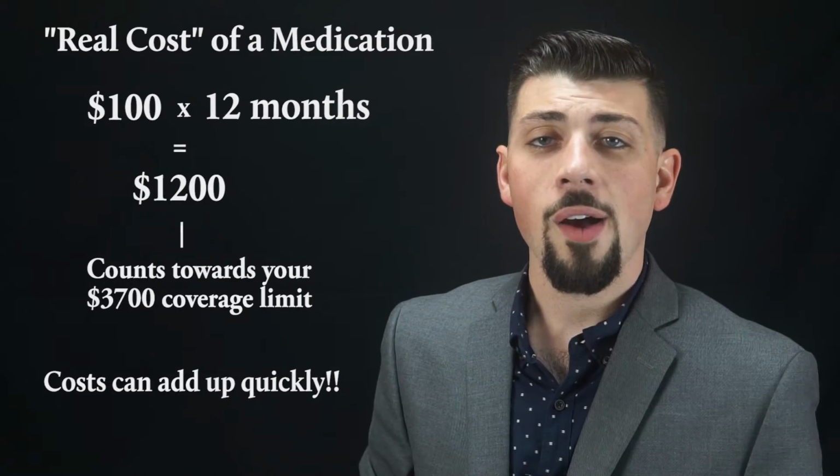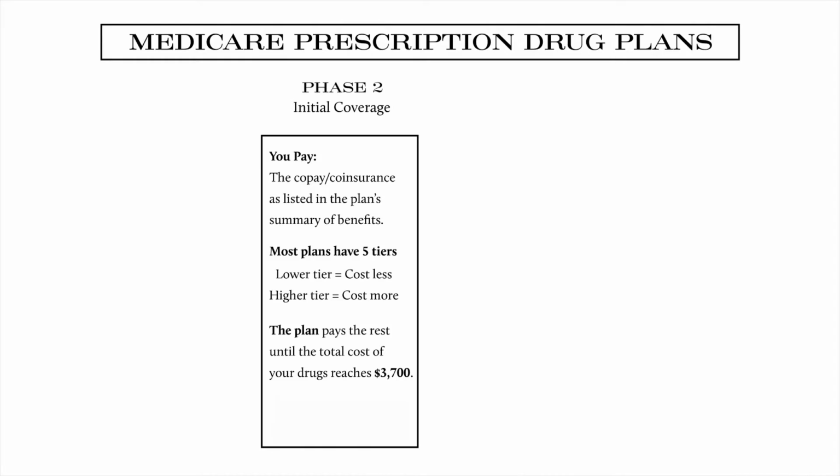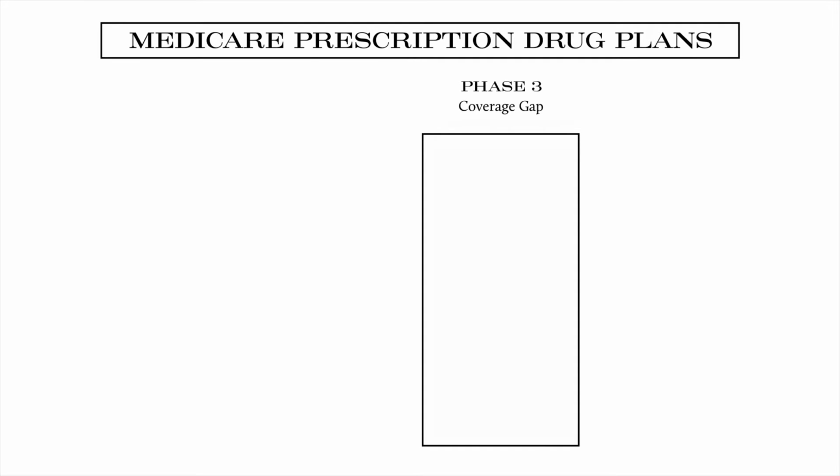Now, I'm not trying to scare you, as I have very few people that actually reach the coverage limit each year. But it can happen faster than you think because it's the real cost of the medicine that counts, not just what you pay. So you have to pay really close attention to the medications that you take. After you and your plan combined have spent $3,700 towards your medications, you will enter into the third phase of all prescription drug plans. That phase is called the coverage gap, or not so affectionately called the donut hole.